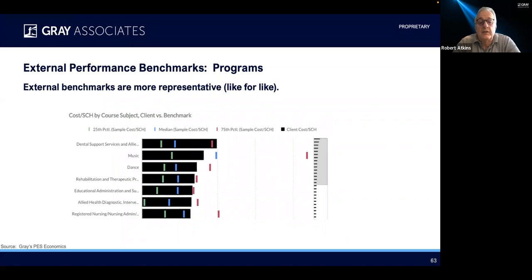You need to know how much it should be costing me to run a 100 level course in, say, music. And what you find, I'm going to take music, is that, first of all, this green is the 25th percentile, the blue is the median, and the red is the 75th percentile, and that's the benchmark. And the black is an individual fictional client. So these guys are below the median, which looks good.